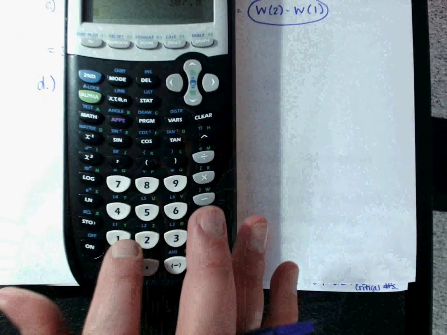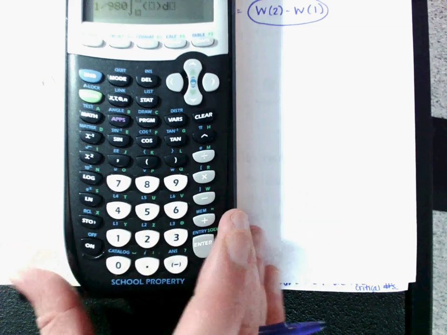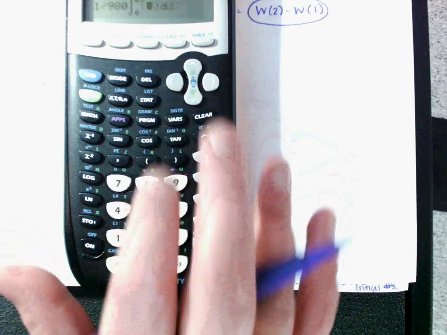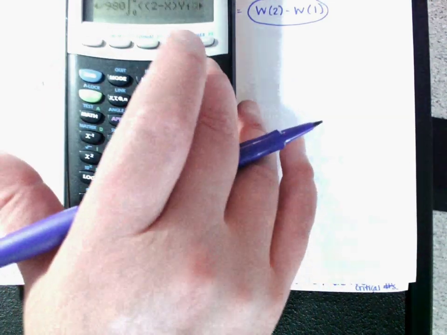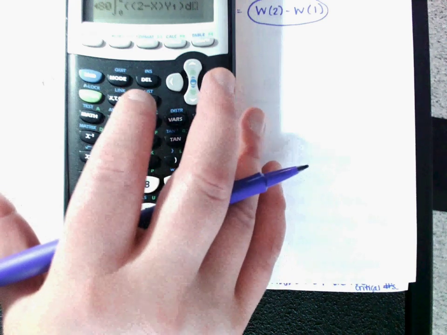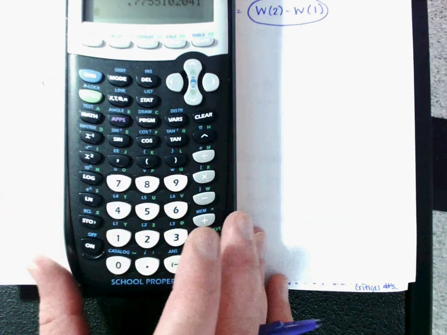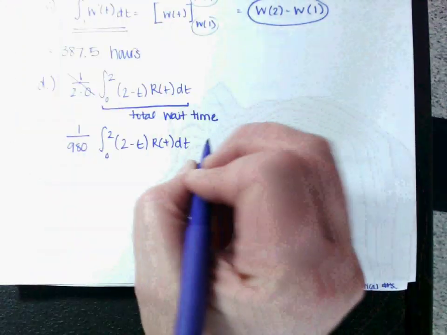So I'm going to do 1 over 980, math 9. Then I'm going to set up my integral from 0 to 2. And then I'm going to do 2 minus x multiplied by alpha trace y1, and then my dx. Okay, so that means that on average, they waited about 0.77 hours.